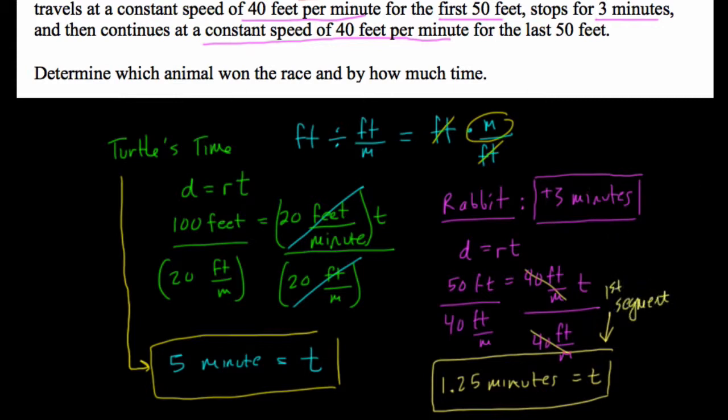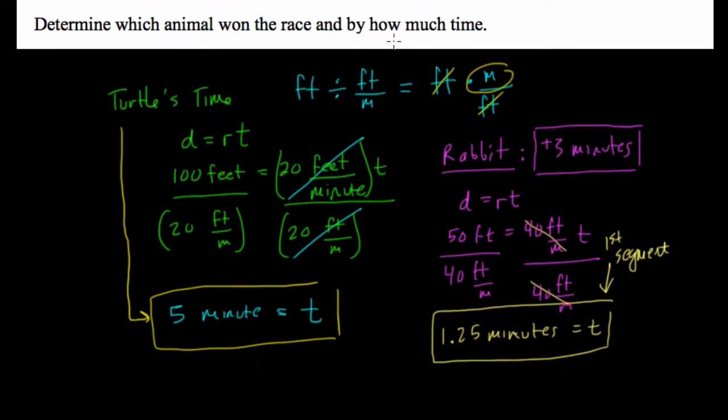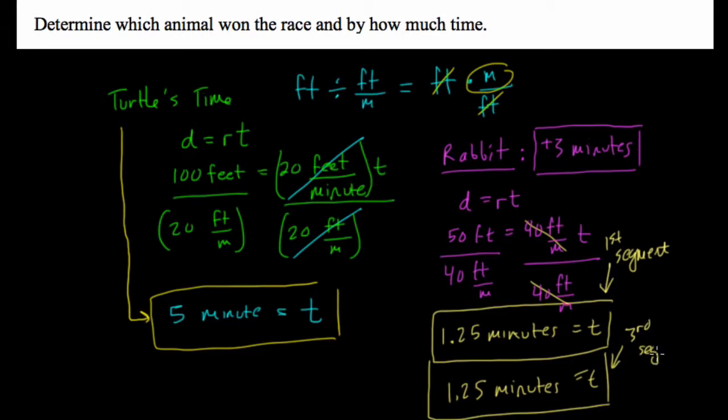Okay, so in the second segment we have 3 minutes where the rabbit's just sitting there, and in the third segment the rabbit's also traveling another 50 feet at 40 feet per minute. So the first segment is going to be 1.25 minutes, and the last segment is also going to be 1.25 minutes, because those are equal distances and equal rates. So the rabbit has these 3 segments, that's how I'm picturing it, and in the second segment the rabbit is just sitting there. So we have first, second, and third segments.